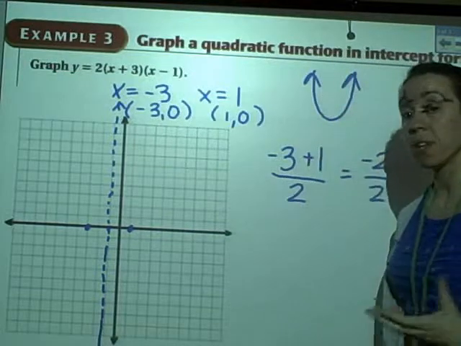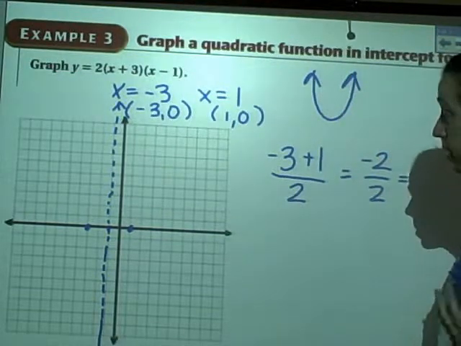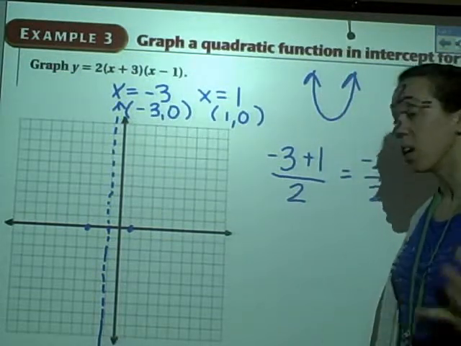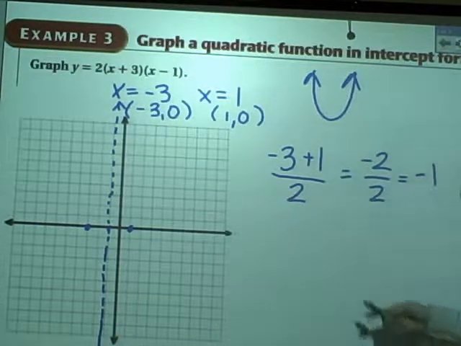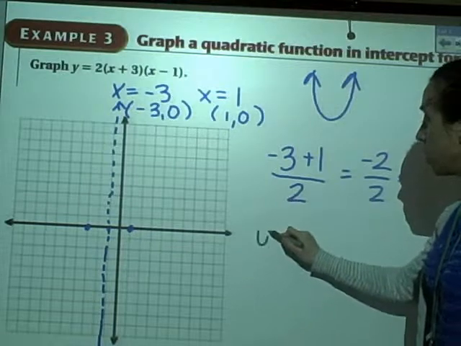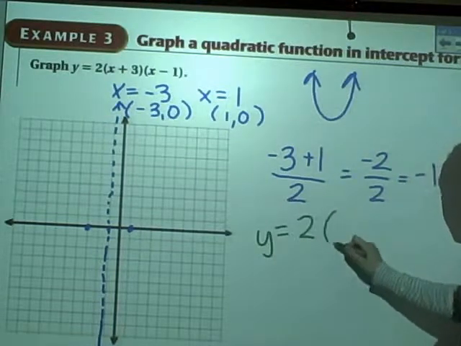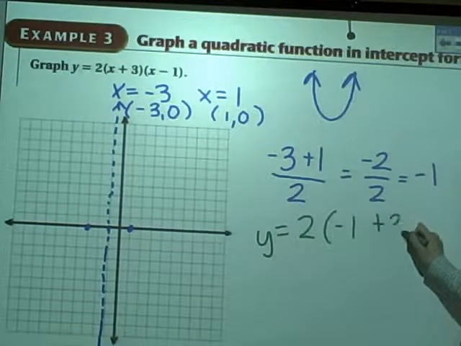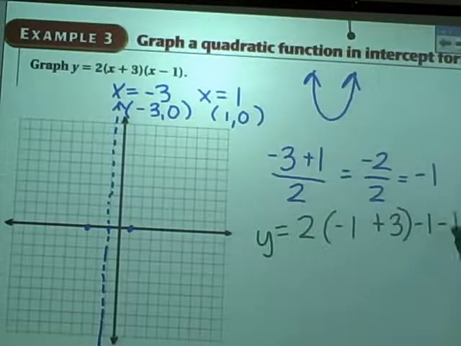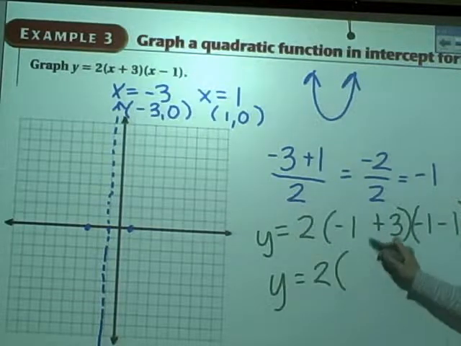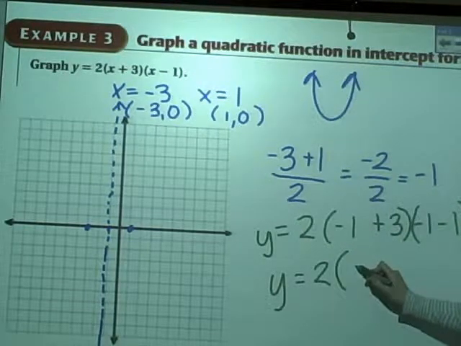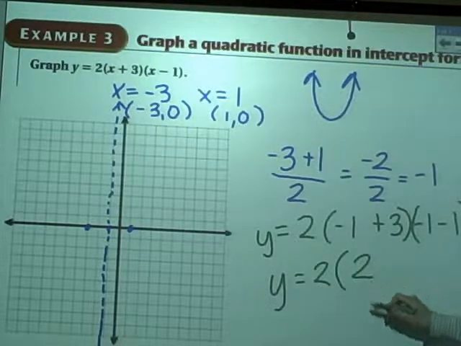Now all that is left is I got to take that negative 1, plug it into my equation to figure out the y value, because remember, your axis of symmetry and your vertex are one and the same pretty much. It's just that the axis is more of a line. So we're going to take negative 1 and plug it in for x. Okay, so we get y equals 2 times negative 1 plus 3 is 2.